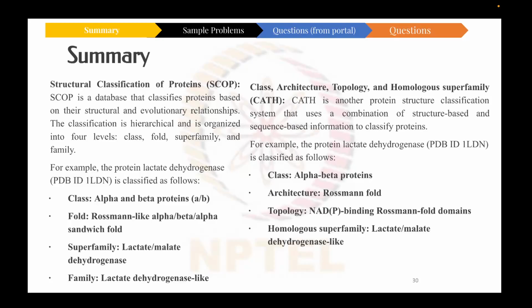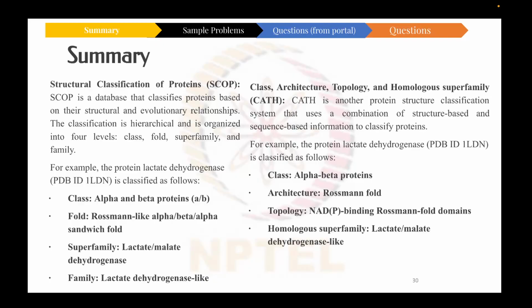Secondly, we have CATH. CATH stands for class, architecture, topology and homologous superfamily. It is another hierarchical protein structure classification system that uses a combination of structure based and sequence based information to classify the proteins. Similarly, CATH also has class, architecture, topology, and homologous superfamily.